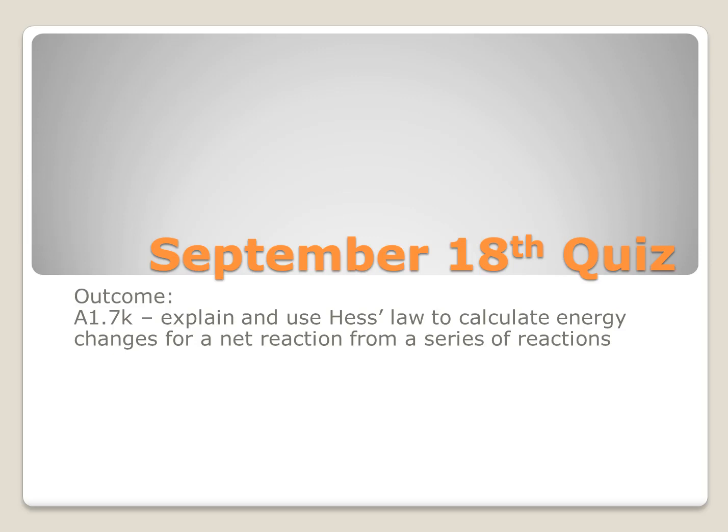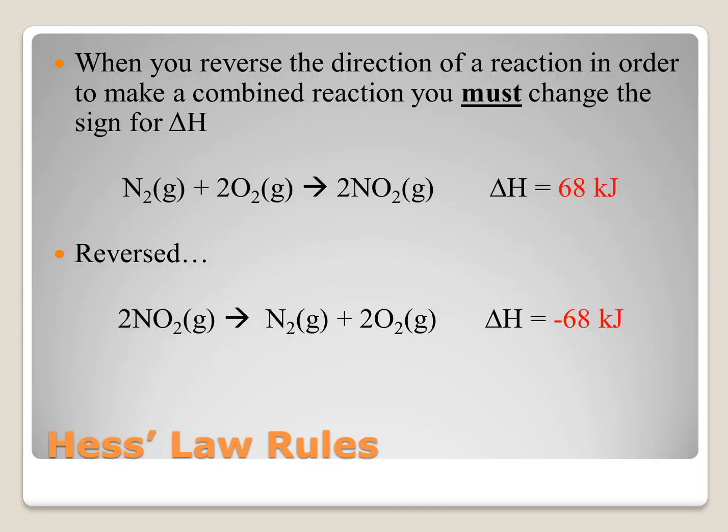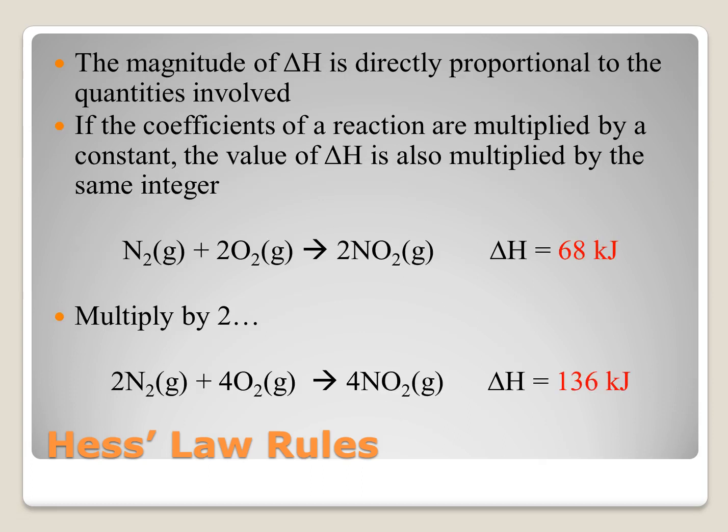This video contains step-by-step instructions for applying Hess's law. Recall from the last lesson that reverse reactions will have the opposite sign for enthalpy change. If coefficients are multiplied by a factor, so too must the enthalpy change. This is because the amount of energy absorbed or released is proportional to the amounts of chemicals involved.